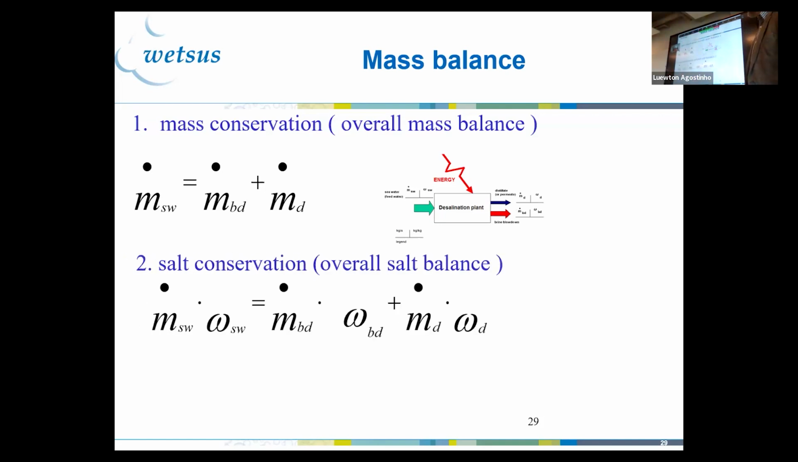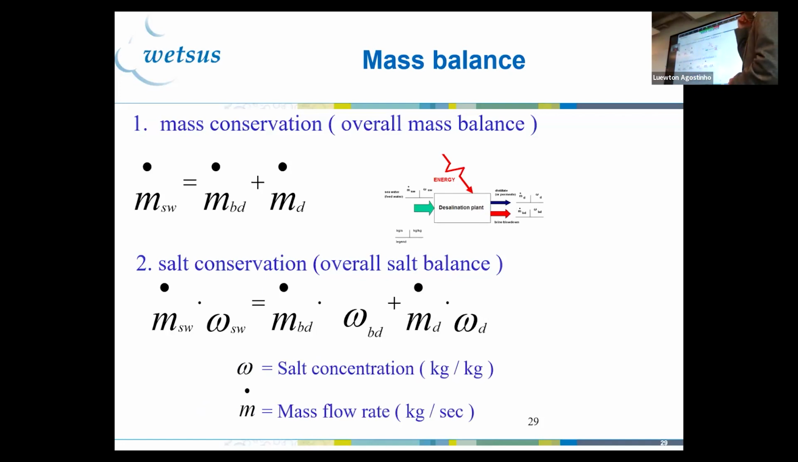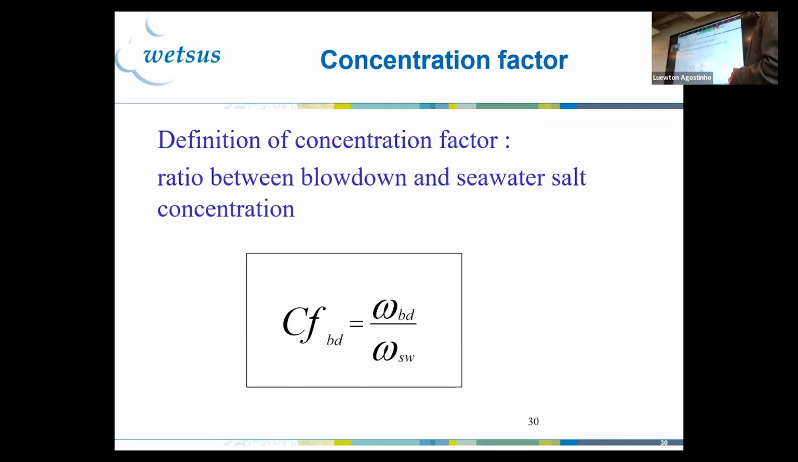The salt conservation holds the same. When you do salt conservation, if you want to close your balance, we normally do it based on mass as well. So here you have kilograms per second and kilograms per kilogram. So you're going to have kilograms per second of salt entering your system. This should also balance. Again, salt concentration is in kilograms per kilogram, and mass flow in kilograms per second.